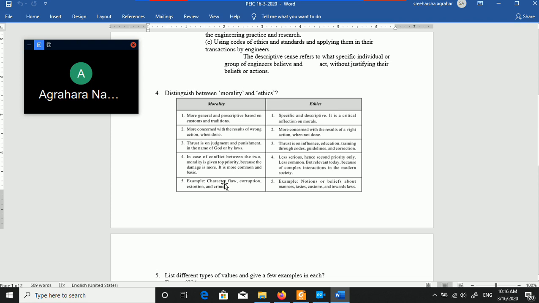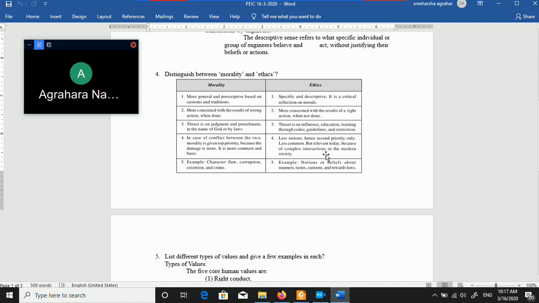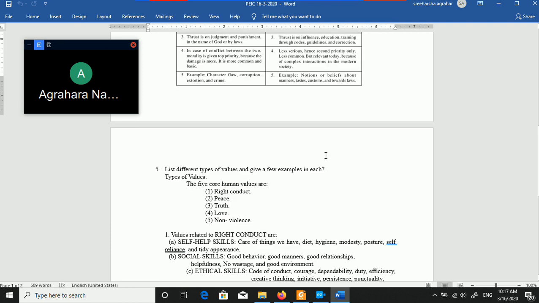So here, as an example, when we say the morally correct or morally wrong things, they are character flaws, corruption, a crime, an extortion, forcibly asking money or benefits, or service without any giving back. So that is what we can say about extortion. Whereas coming to ethics, notions, beliefs about how you are behaving, that is manners, tastes, customs, and your understanding of whether you follow law or not. So legalities, that's what we are speaking about here. This is how ethics and morality are differentiated.